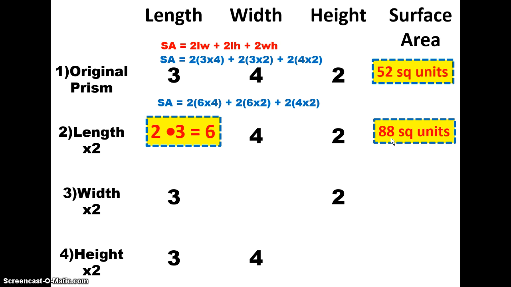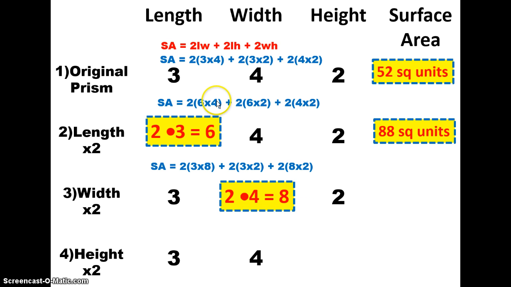Let's see what happens when you double the width. Do you think we'll get a value equal to 88? Let's see. The width was originally 4 units. We're going to double it and make it 8 units. Notice that where we plugged 4 into our formula, now we're plugging in an 8. We changed the length back to its original measure. Please hit pause and go ahead and find that total surface area when we double the width.